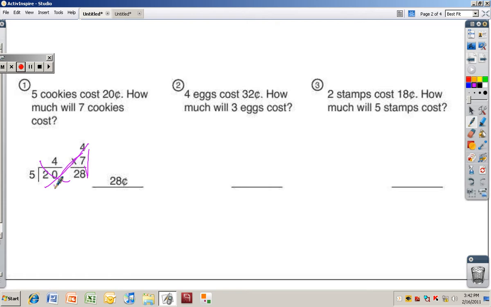You can just be paying attention to me. On this part here, though, I do want you to write this as I teach it. 5 cookies cost 20 cents. How much will 7 cookies cost? So everybody write this on your paper, a little stuff for money problem.